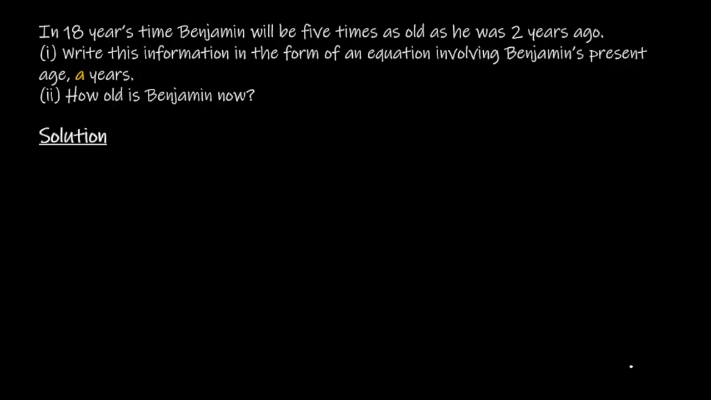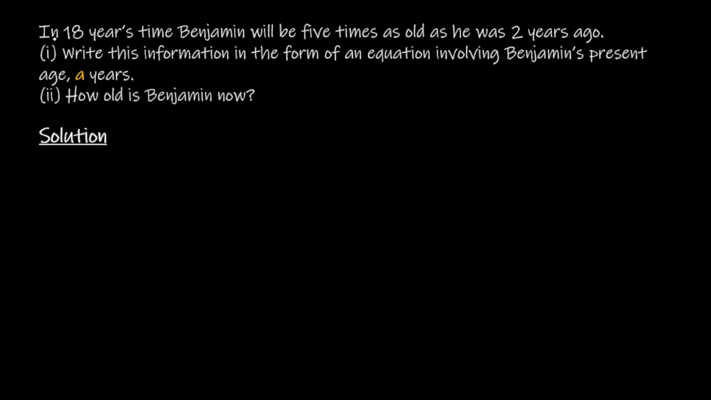All right, let's proceed to look at one more example. We have, in 18 years time, Benjamin will be 5 times as old as he was 2 years ago. We have to write this information in the form of an equation involving Benjamin's present age, and we have to calculate how old Benjamin is right now.